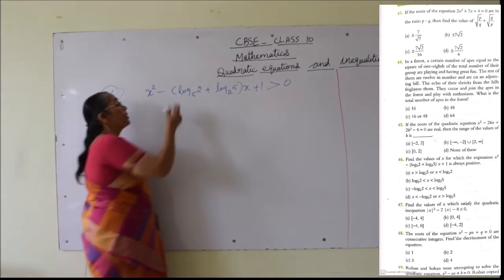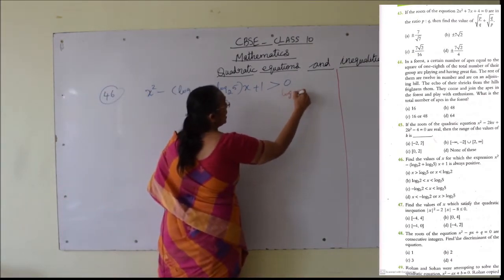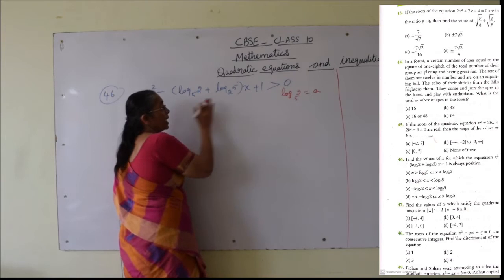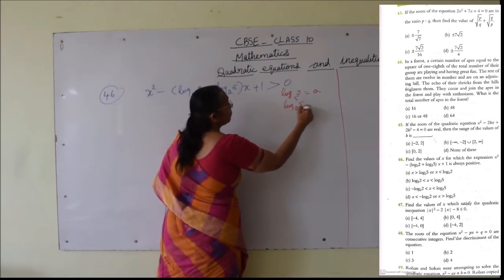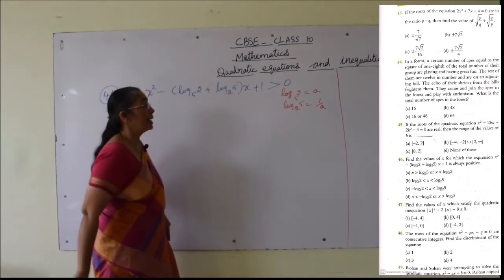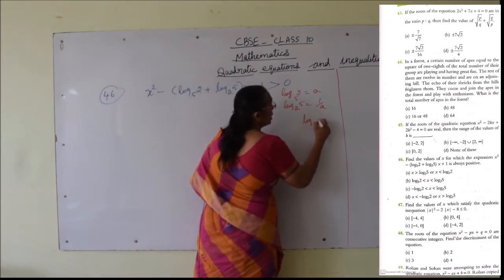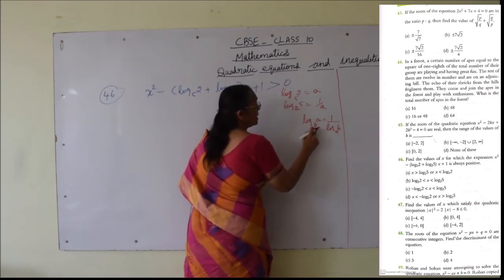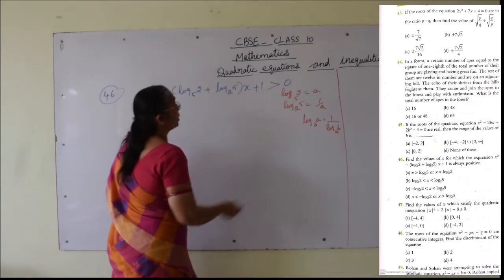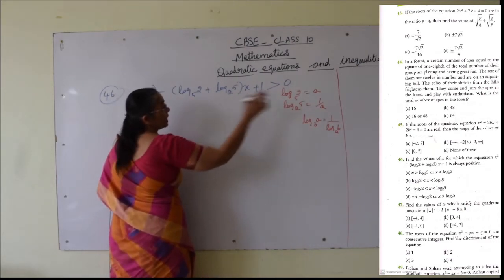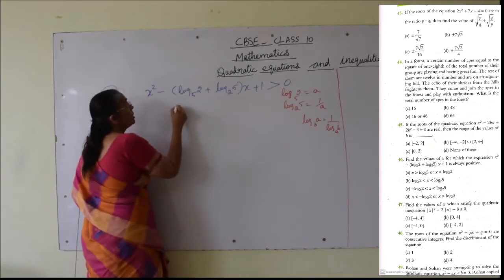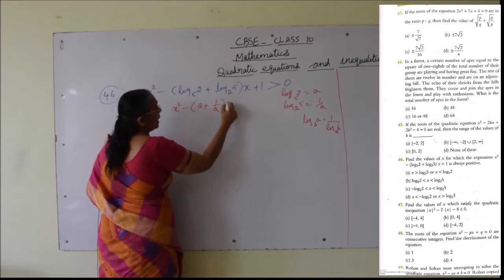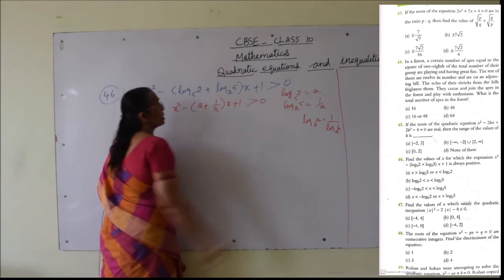First, we will consider this log 2 base 5 as a. Fine. When log 2 base 5 is a, what is log 5 base 2? It is nothing but 1 by a. So, try to recollect the logarithmic formula you have learnt: log a base b is equal to 1 by log b base a. When the base and the value are interchanged, it becomes the reciprocal. So, using that, log 2 base 5 is a means log 5 base 2 is 1 by a. So, this will change into x square minus a plus 1 by a of x plus 1. So, this must be greater than 0.